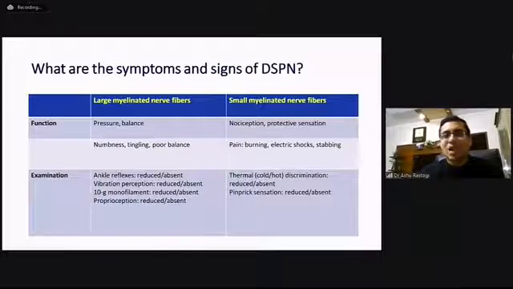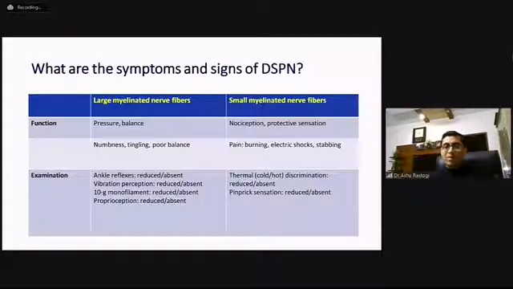Regarding the symptoms and signs of neuropathy, for the definition of neuropathy, what is important is that the patient can have symptoms related to involvement of large myelinated nerve fibers, or it can be because of the small myelinated nerve fibers. So if it is large fiber involvement, then the patient usually complains of some kind of numbness, tingling, or poor balance, and they tend to fall frequently.